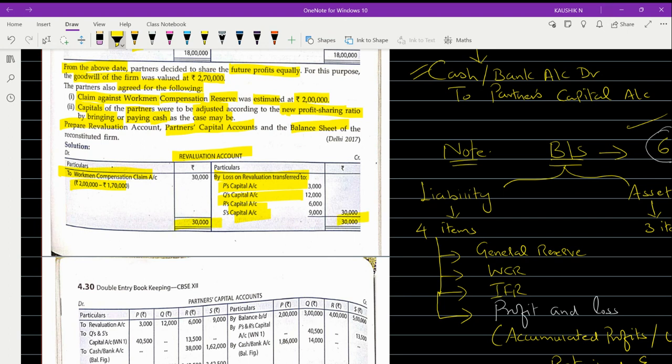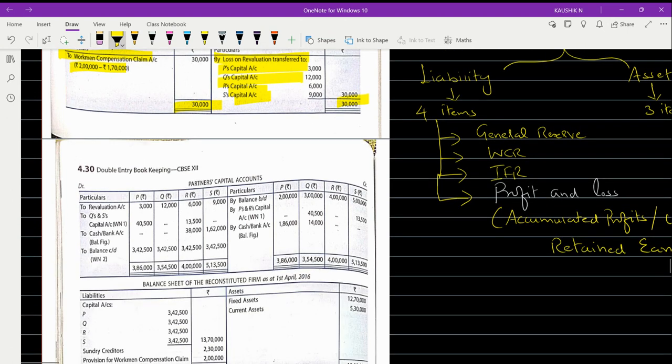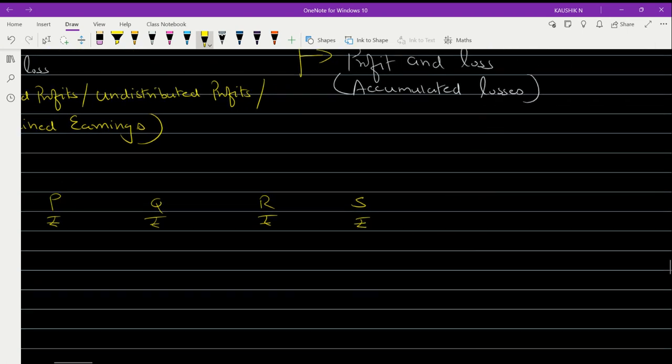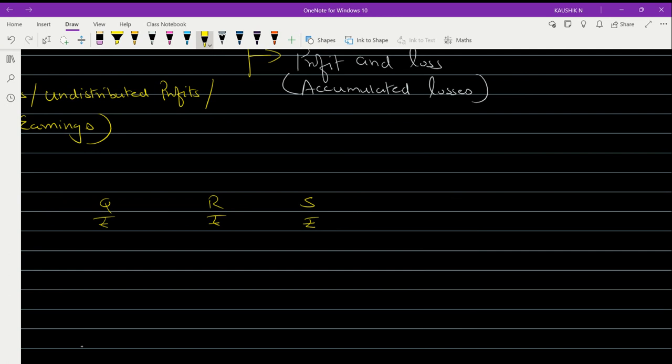Now we need to prepare the partners' capital account, and that's the second item given in the question. Let me prepare the format of it. Debit, particulars, P, Q, R, S. The rupee symbol is always important, because we are working on accountancy. Rupee is very important. Okay, heading over here.